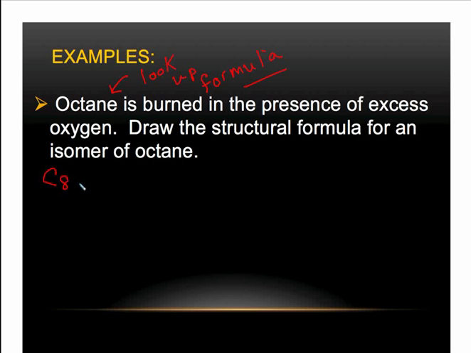This was one we did where it was CnH2n+2. So if I double that plus 2, I'd get 18. We are burning, and this time it did say excess oxygen, so we know we had oxygen. And since it's excess, we're going to form CO2 plus H2O. Now we need to balance.